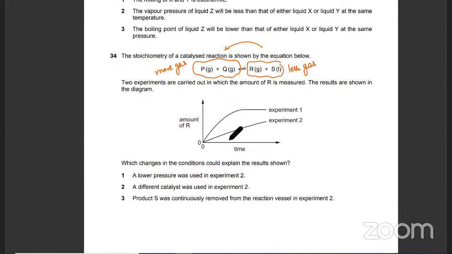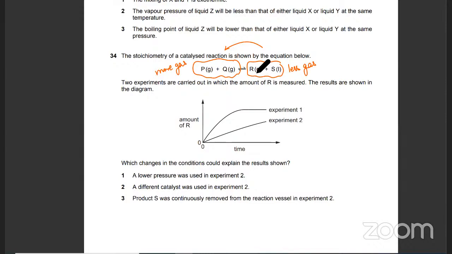Does this fit with the description of experiment 2? Yes. What will happen to the amount of R? It'll be less. But the problem with experiment 2 is that it hasn't yet reached equilibrium because the amount of R is still forming. We don't know if it's going to be more or less.